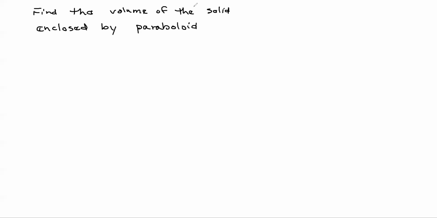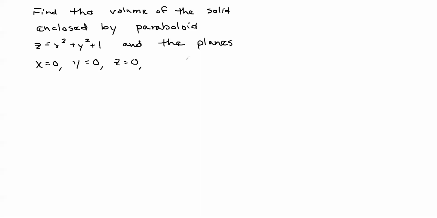Find the volume of the solid enclosed by the paraboloid z equals x squared plus y squared plus 1, and the planes x equals 0, y equals 0, z equals 0, and x plus y equals 2.